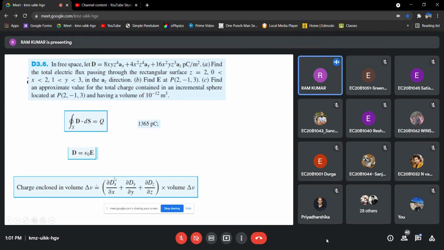You know the D vector. From that, you get Dx. Simply differentiate this part with x plus this part with y plus this part with z, and multiply with the given volume. Then you can find the charge enclosed in the volume. Note this formula, then you can find this. Okay, with option C, we end the session today.